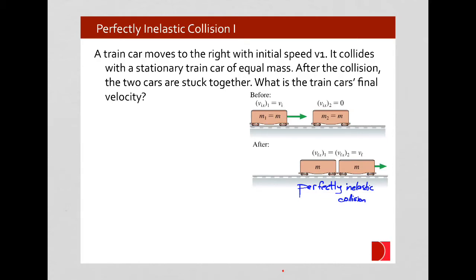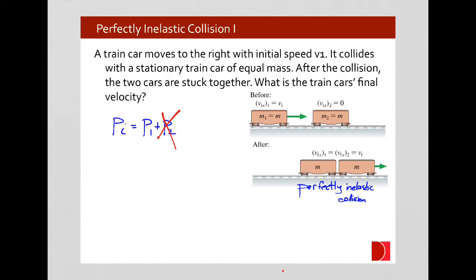So if we want to look at the conservation of momentum, since momentum is conserved in a perfectly inelastic collision, we have to consider the momentum before the collision and the momentum after the collision. The momentum before the collision is the total momentum of all of the objects before the collision. So we have our two train cars, and each one has momentum. However, the second train car is not moving, and so in that case, its momentum is 0.